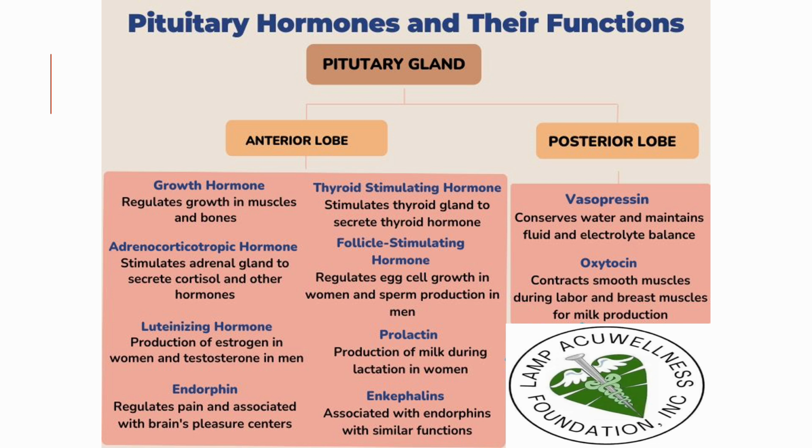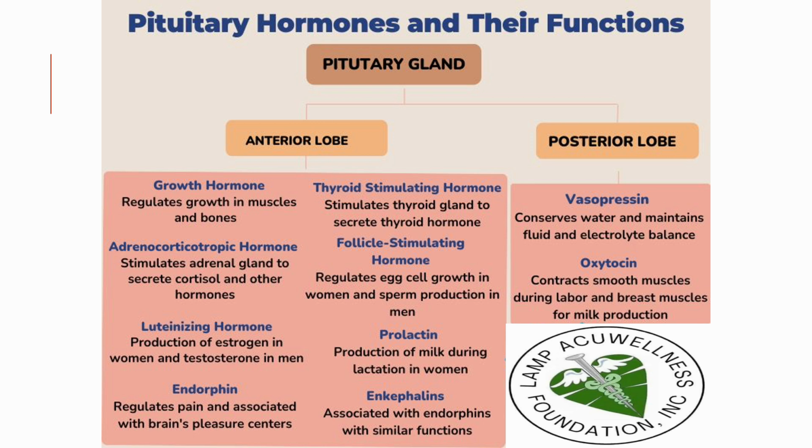Prolactin stimulates the mammary glands to produce milk after childbirth to enable nursing and affect sex hormone levels of the ovaries in women and the testes in men. LH regulates estrogen in women and testosterone in men. FSH promotes sperm production in men and stimulates the ovaries to enable ovulation in women.